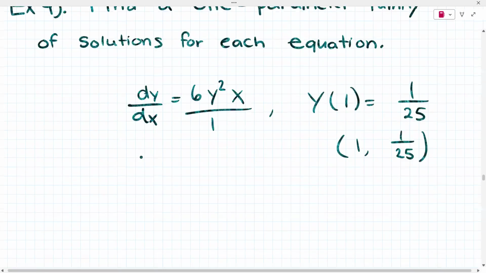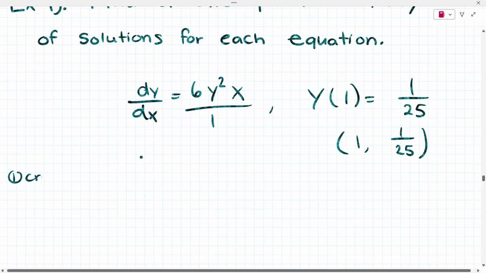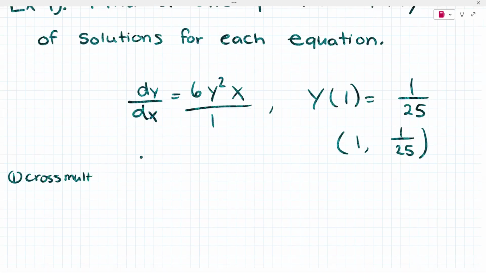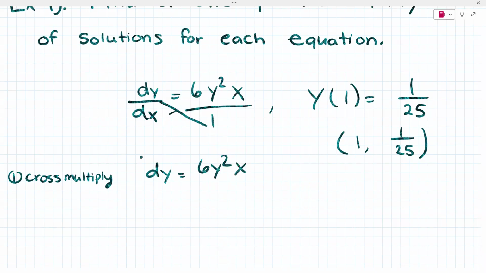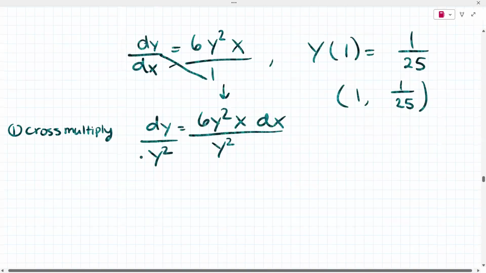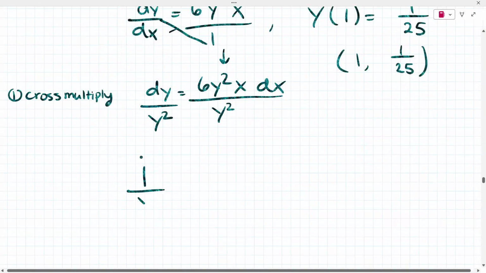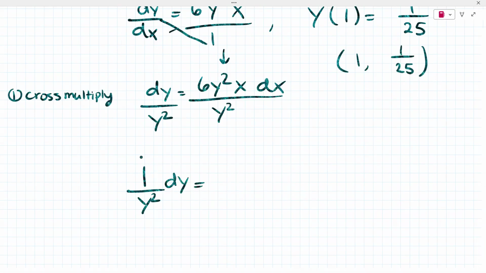Okay. First step is cross multiply. So 1 times dy is dy. This whole thing is 6y squared x and then dx. Let's see, we've got to get all the y's and all the x's on one side, so move this y squared to the left by dividing both sides by y squared, right? Okay, so you get 1 over y squared dy equals 6x dx, right?